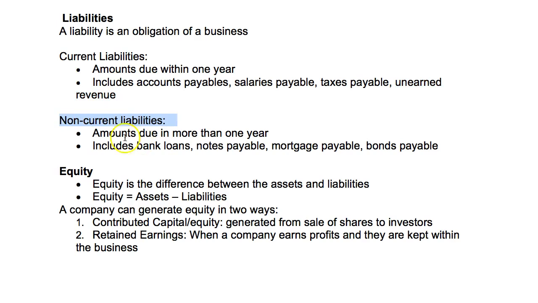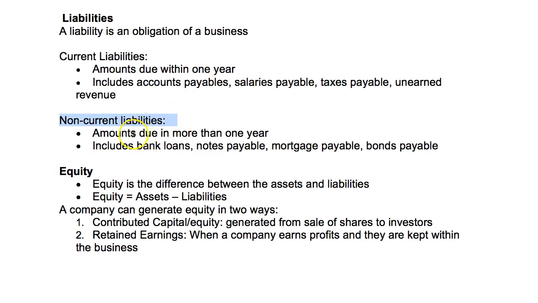With our non-current liabilities, these are amounts that are due in more than 1 year. These are your longer, bigger liabilities like bank loans, notes payable, mortgages, and bonds payable. Now, the difference between current liabilities and non-current liabilities is quite significant for a business. If I had $1 million and that was due within 1 year, then I would be very stressed. In less than a year, I've got to come up with the money to pay that back.